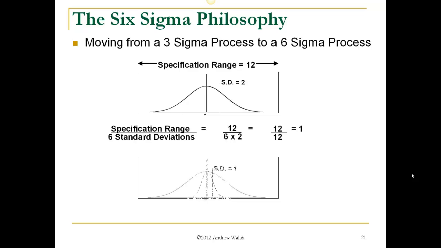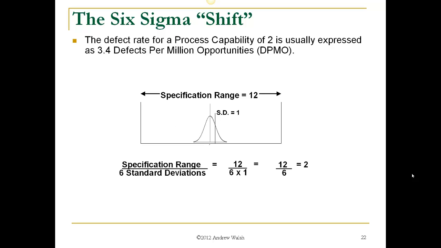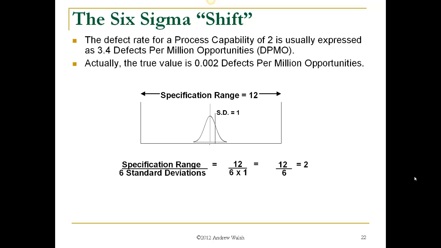So what we're going to do with that process is tighten up the variability. We will make it less variable. So now we've reduced the standard deviation to 1, cut it in half. And now the specification range divided by 6 standard deviations is 12 divided by 6 times 1, which is 12 divided by 6 equals 2. The defect rate for a process capability of 2 is usually expressed as 3.4 defects per million opportunities. Actually, the true value is 0.002 defects per million opportunities. Well, that's a very, very big difference.